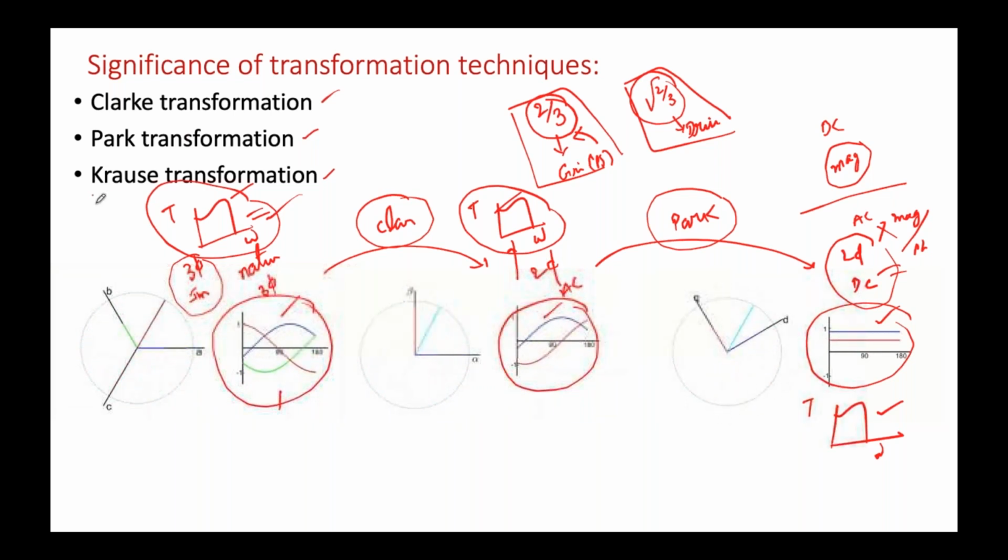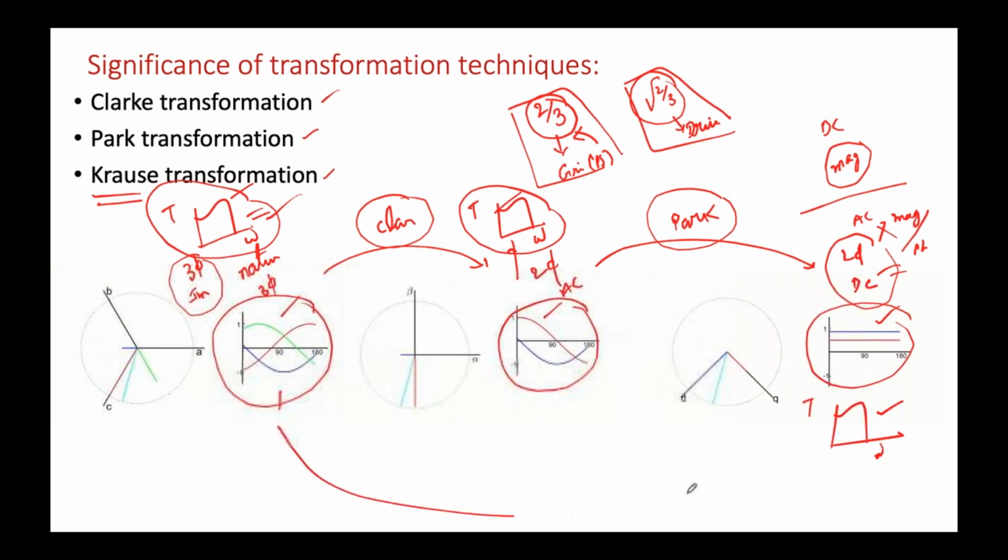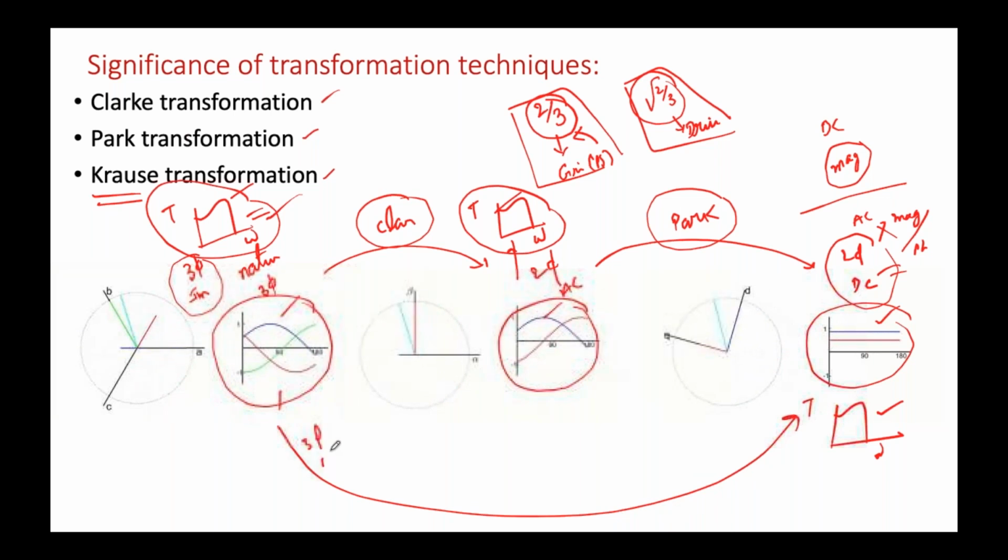What is the application of this cross transformation? By using the cross transformation technique, we can directly convert from three-phase to two-phase DC. Three-phase AC to two-phase DC we can convert by using the cross transformation technique.